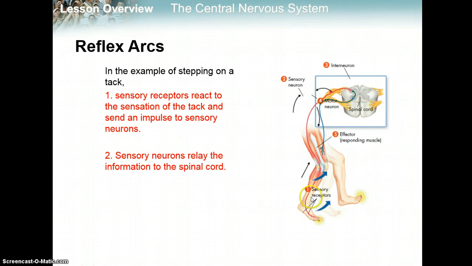In the example of stepping on a tack, here's your tack that you're stepping on, ouch. The first thing that happens is that sensory receptors in your foot react to this sensation of the tack, and they send an impulse to the sensory neurons. So sensory receptors receive the stimulus, and then they send that impulse to the sensory neurons. Number 2, the sensory neurons relay this information to the spinal cord. So here's your spinal cord.